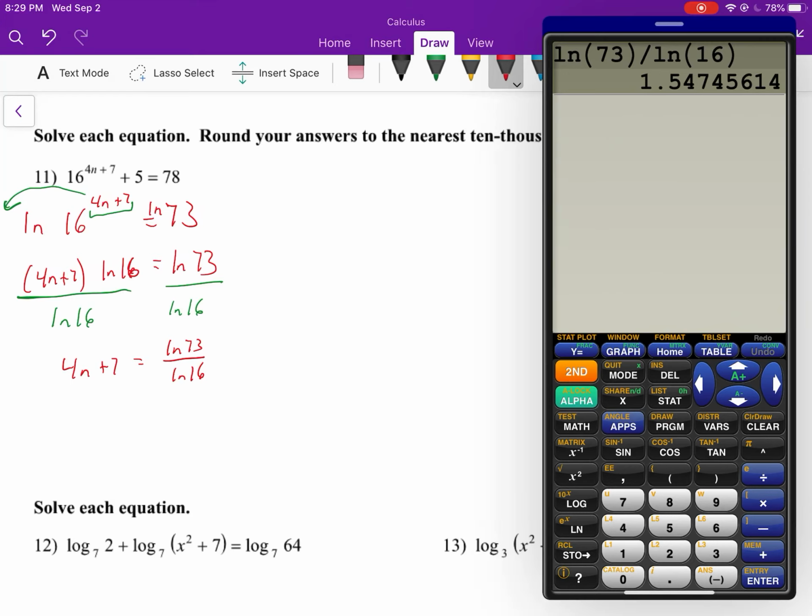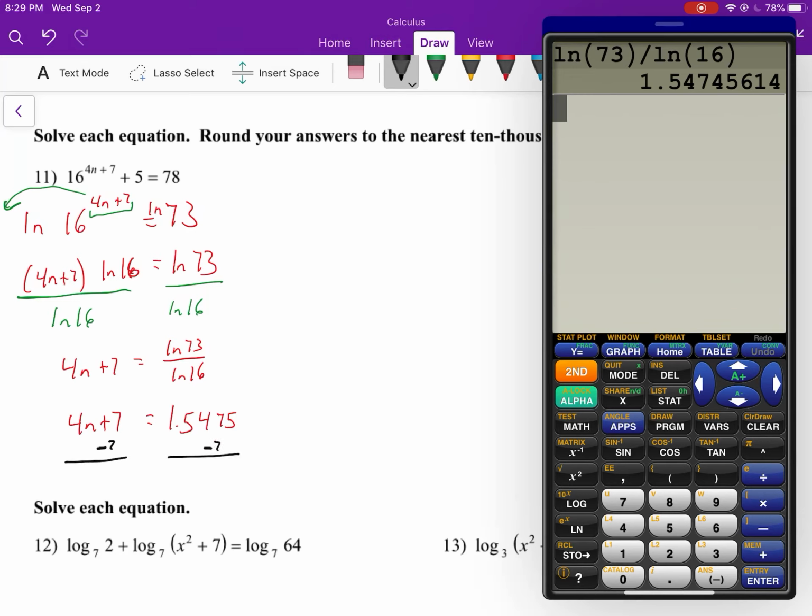And we get 1.547455614. So we have 4n plus 7 equals, and I'll go ahead and round here when I'm writing it, 1.5475. But I'm going to just go ahead and leave it in my calculator here and be as accurate as possible. So now I would subtract 7 from both sides.